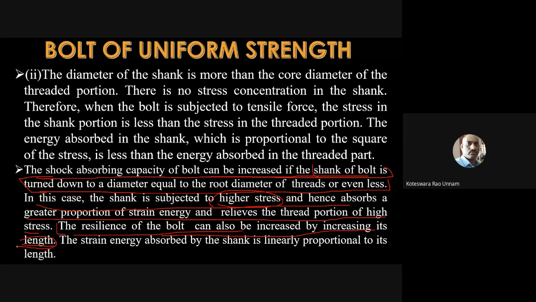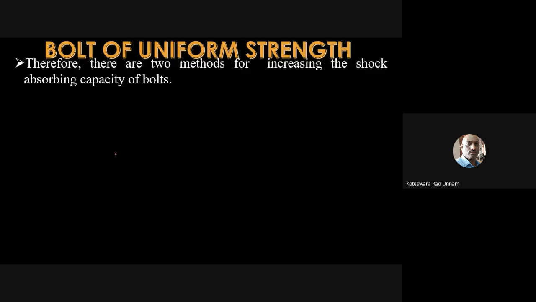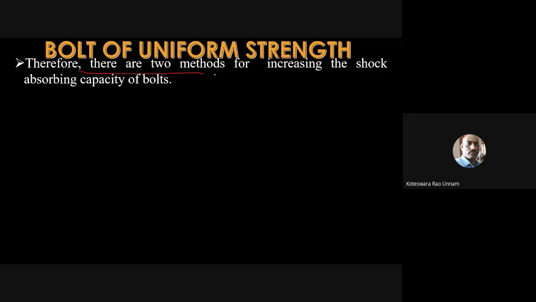By doing so, you can do both things, but there is some limitation on the length of the bolt. You cannot have any length of bolt. There is some restriction on the length of the bolt. So in that case, what we need to do is go for a reduction of the diameter of the shank portion. By doing so, the shank portion can take a larger amount of energy when compared to the threaded portion. Therefore, there are two methods for increasing the shock absorbing capacity of bolts.